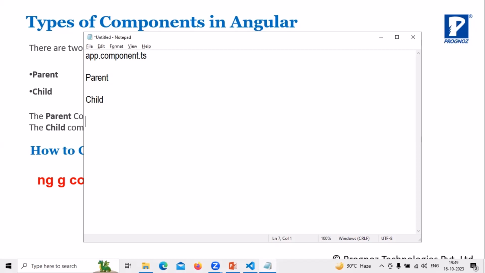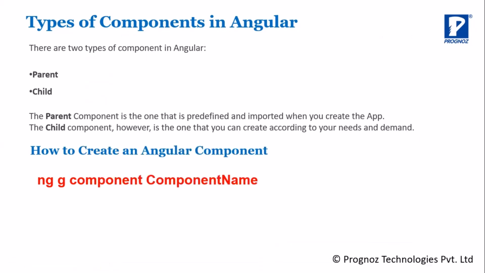And in the last session also we did how to create a component. We are using the command ng g c, or we can write component also. Component shortly we can write c. ng g c component-name, through which we can create the new component.